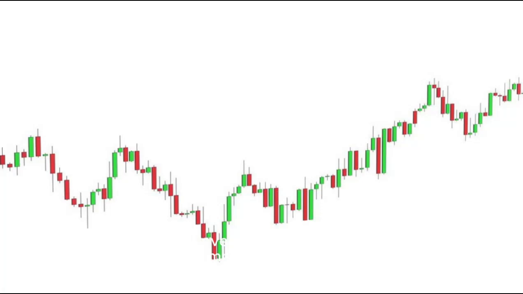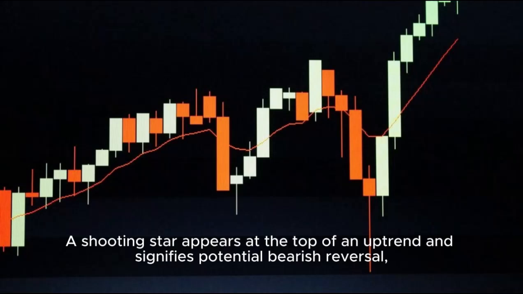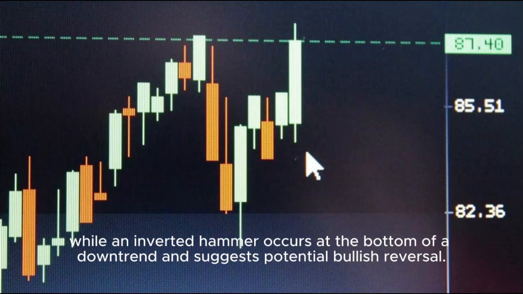Shooting star and inverted hammer. These shooting star and inverted hammer are candlestick patterns characterized by a small body, a long upper shadow, and little to no lower shadow. A shooting star appears at the top of an uptrend and signifies potential bearish reversal, while an inverted hammer occurs at the bottom of a downtrend and suggests potential bullish reversal.